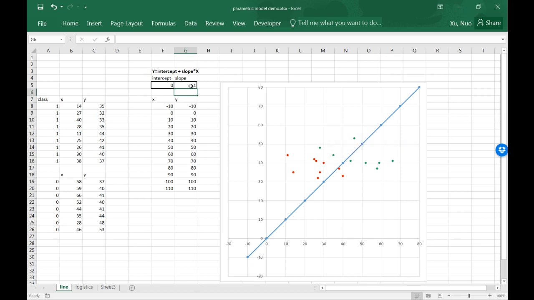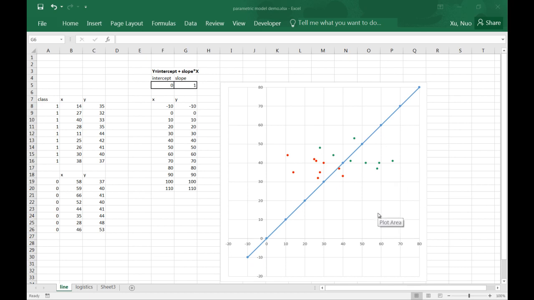Now I want you to pause the video and open this Excel file. Your goal is to find the right values of intercept and slope by trial and error, so that the resulting line will separate the two classes perfectly.